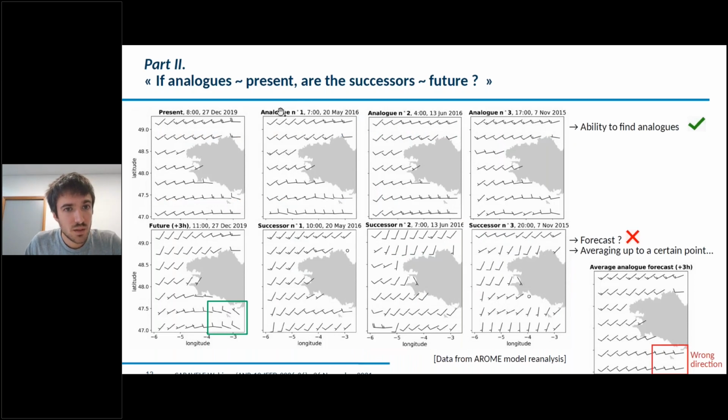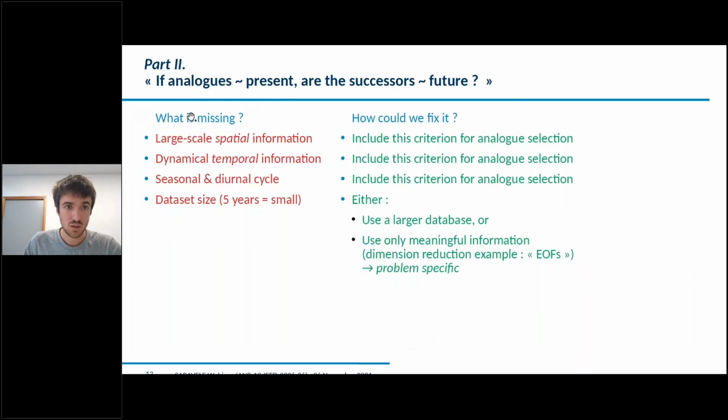Here, this analog number 1 is from May, which is a very different season than December. This one is even from June, so it's really from the summer. And this analog here is from 5 p.m. in the afternoon, while the present is 8 a.m. in the morning. So you might want to enforce these cycles by adding more conditions when searching for analogs.